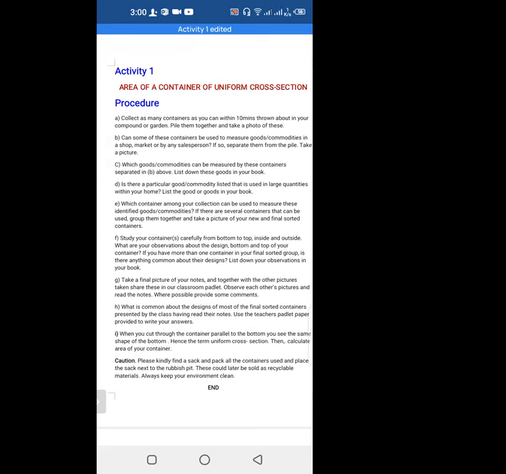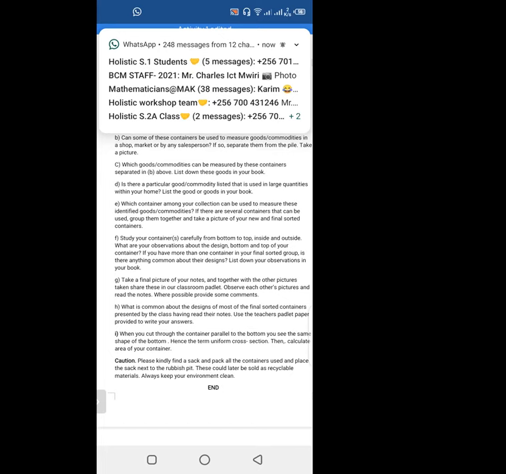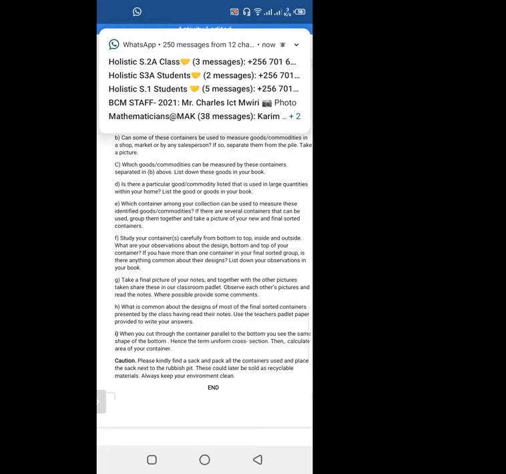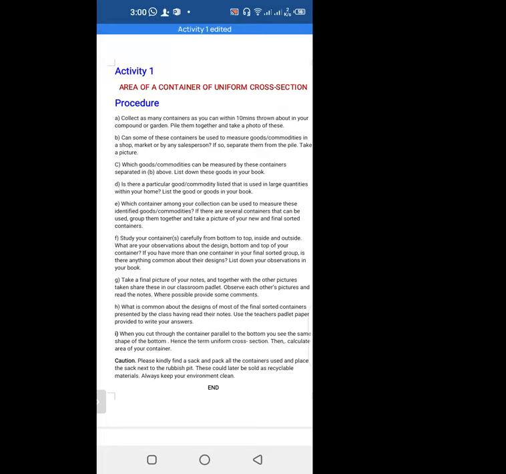If you have one container, well and good, write only the design. If you have more than one container and they are different, you write the design of each. If they are similar, you make sure you write the thing which makes them similar. I'm giving you just 5 minutes. When it is 5 minutes past three, I want us to go on to another part. I hope the question is clear.